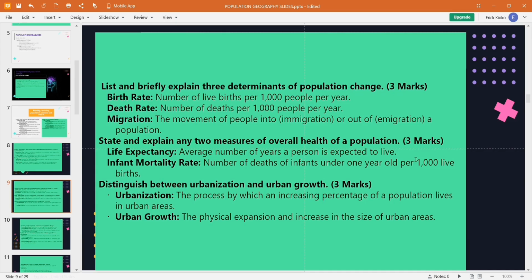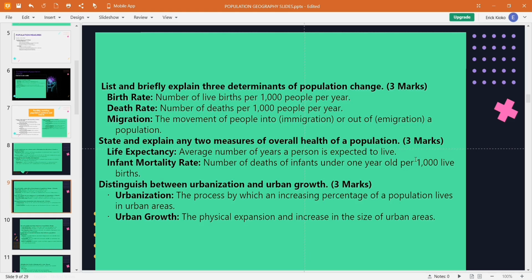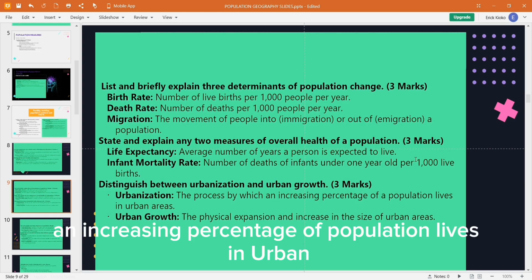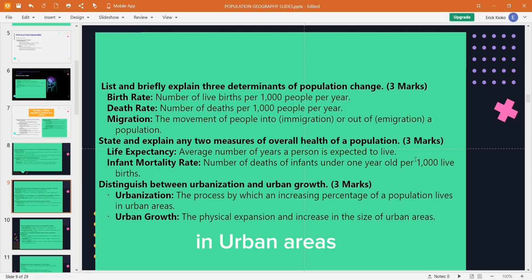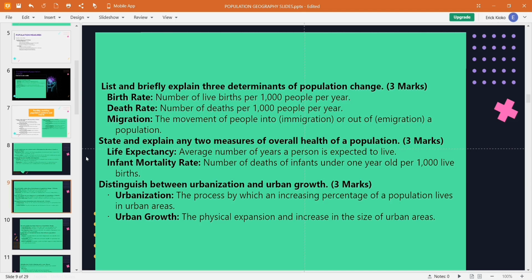Okay. Distinguish between urbanization and urban growth. Urbanization is the process by which an increasing percentage of the population lives in urban areas. Urban growth is just the physical expansion and increase in size of urban areas. That's the difference.